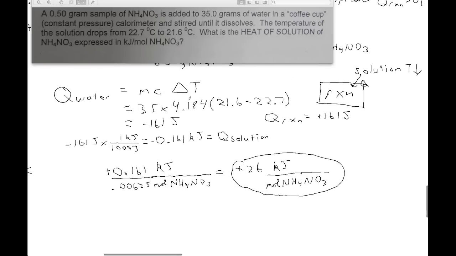Okay. It's good that you paid close attention to the units here to make sure that your answer was in kilojoules per mole of the ammonium nitrate. Here, it makes a big difference whether we're using the ammonium nitrate or the water.